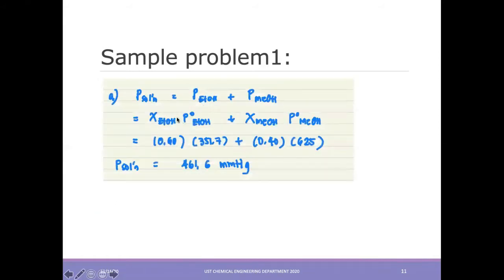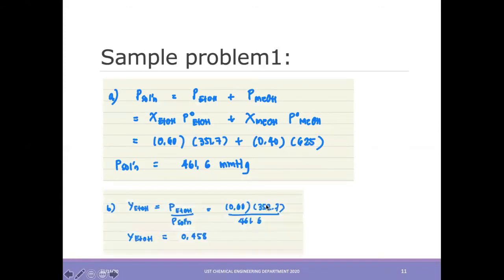So for our solution, to get the vapor pressure of the mixture, P of solution is equal to the partial pressure of ethanol plus the partial pressure of methanol. Using Raoult's law, mole fraction of ethanol times its vapor pressure plus mole fraction of methanol multiplied by its vapor pressure, we will be getting 461.6 millimeter mercury. For letter B, what's the composition of the vapor in equilibrium with the mixture? We already know the vapor pressure of the solution, so this is the partial pressure of ethanol divided by the total pressure. So we will be getting 0.458.